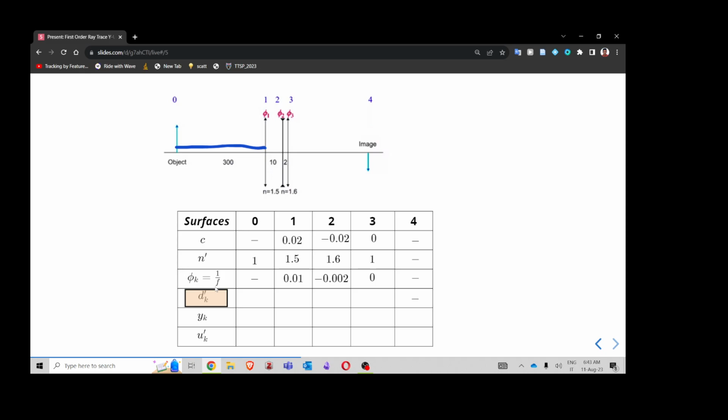So for the zeroth, it is 300, which is the distance at which the object is placed, and next is 10. This is the value from the first surface to the second, and from the second surface to the third is 2. But now we need to find, as I told earlier, the distance between the third surface and the image. So this is the quantity which we need to find.